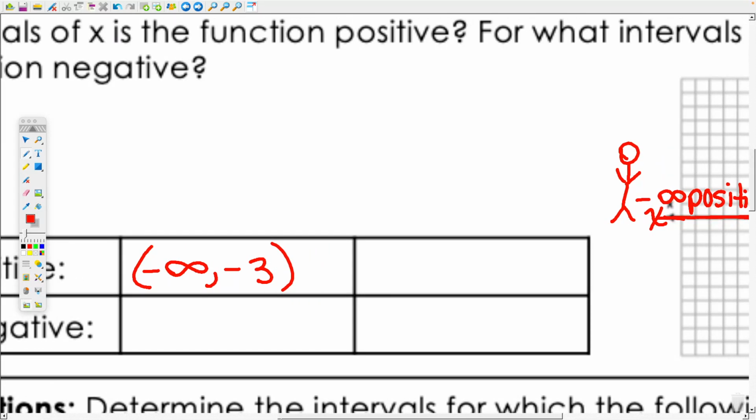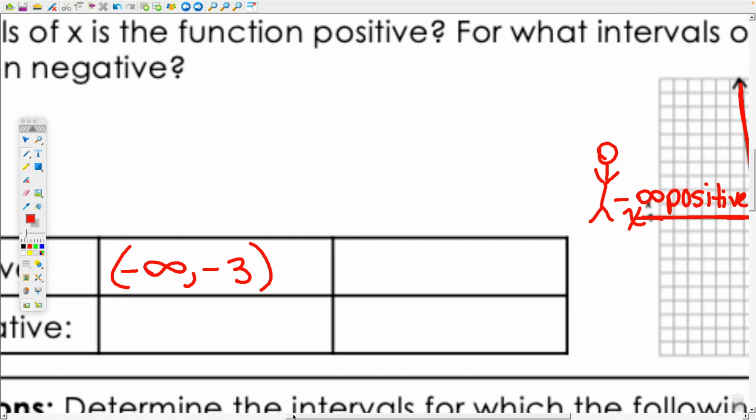Y'all, intervals will always have parentheses. Every interval will have a parenthesis. That's what I love about intervals. You don't have to remember brackets and parentheses and none of that stuff. Everything is a parenthesis with intervals. Everything, okay? Let's keep going.